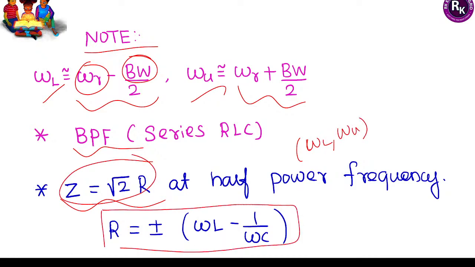In general, I wrote this, this is the relation between R and the upper and lower cutoff frequencies. Here R will be equal to minus of omega L minus 1 by omega C when omega equals omega L, the lower cutoff frequency. At the lower cutoff frequency you have to consider minus. For the upper cutoff frequency, when omega equals omega U, you can consider plus.